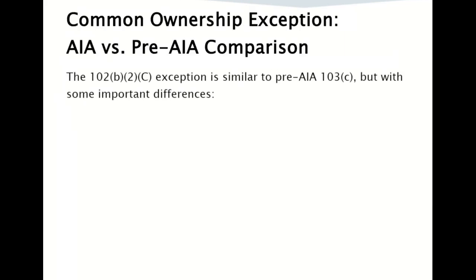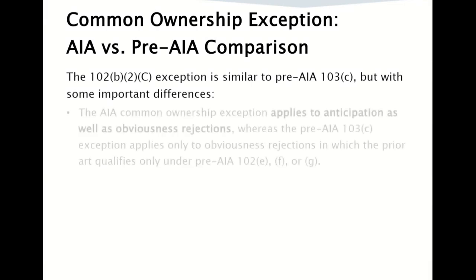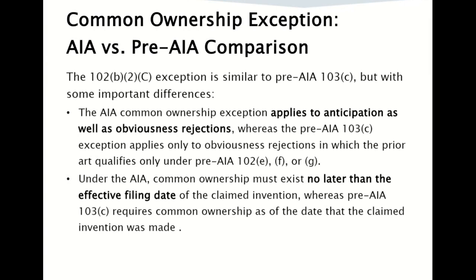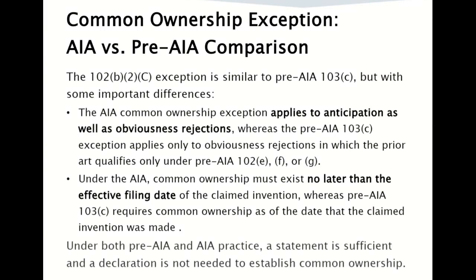The 102(b)(2)(C) exception and the pre-AIA 103(c) exception are similar, but with the following differences. First, 102(b)(2)(C) applies to anticipation and obviousness rejections, while the pre-AIA 103(c) exception applies only to obviousness rejections in which the prior art qualifies only under pre-AIA 102(e), (f), or (g). Second, common ownership under AIA must exist no later than the effective filing date, but in pre-AIA, the 103(c) exception requires common ownership as of the date that the claimed invention was made. Note that under both pre-AIA and AIA practice, a statement is sufficient and a declaration is not needed to establish common ownership.